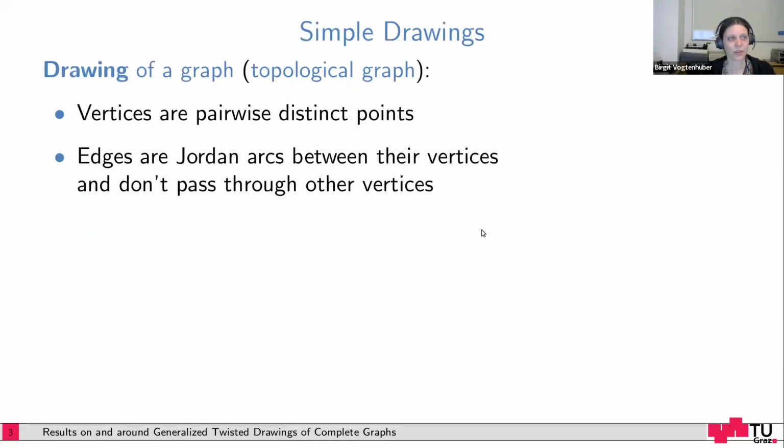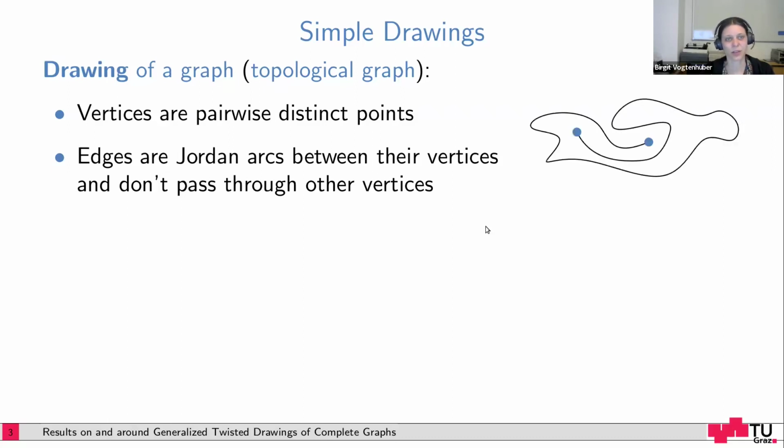So what are simple drawings? First of all, what's the drawing of a graph? In a drawing of a graph, the vertices are distinct points and the edges are Jordan arcs, so non-crossing arcs between their vertices. And those edges shouldn't pass through other vertices. So that could be an edge in such a graph between two vertices, and that's a situation that is not allowed: if this is one edge, it shouldn't pass through other vertices.